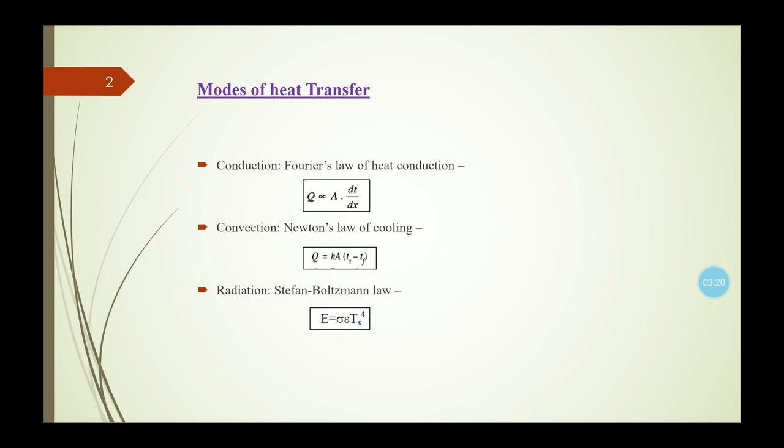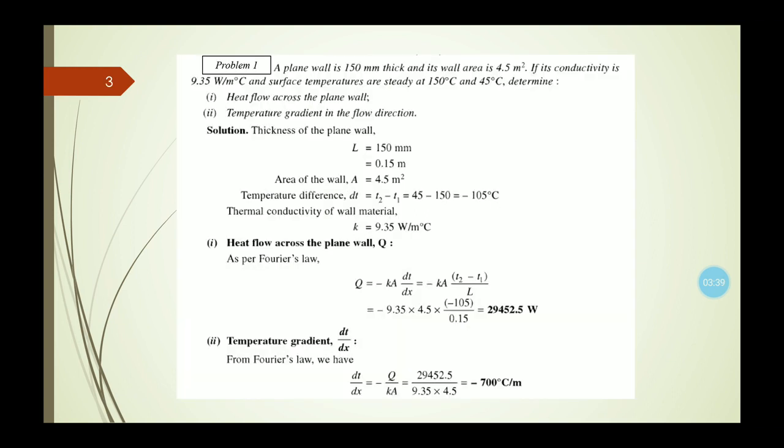Now, based on these three different rate equations, that is Fourier's law of heat conduction, Newton's law of cooling, and the Stefan-Boltzmann law, today we will be discussing different worked out examples first. So this is our problem number 1. Let us read the question first.